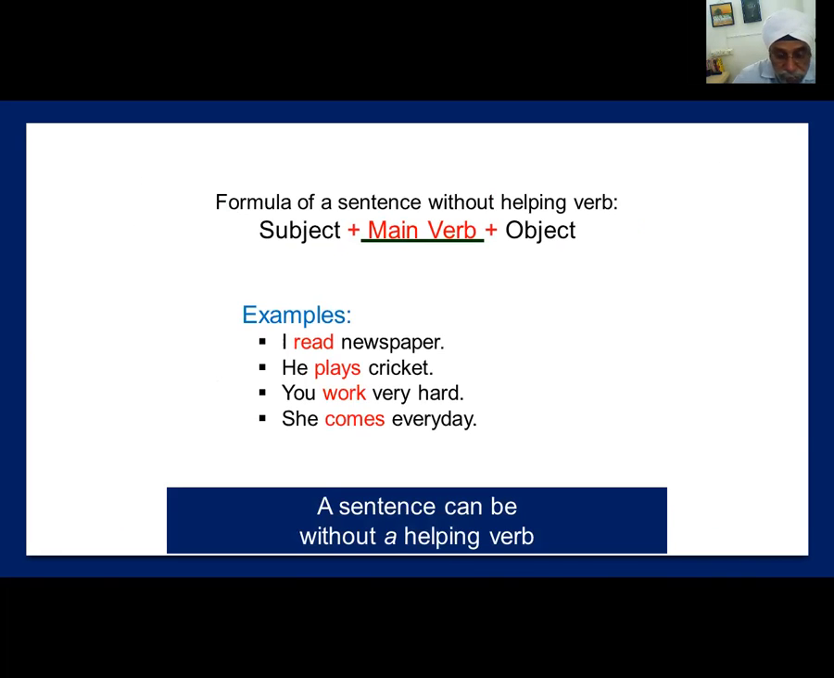And of course, we may not have the helping verb in all the sentences. Now, if you don't have a helping verb, then the formula of the sentence becomes subject plus main verb plus object. Example sentences: I read newspaper, he plays cricket, you work very hard, she comes every day. Now these sentences have only action verbs: read, play, work, come, but they don't have any helping verb.